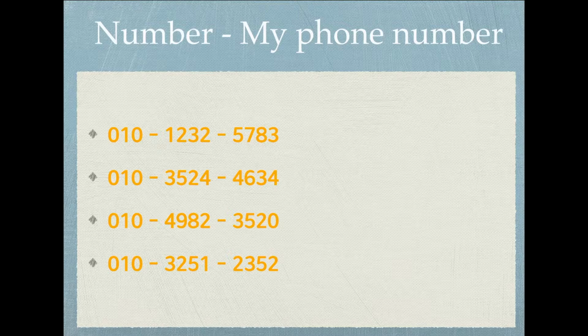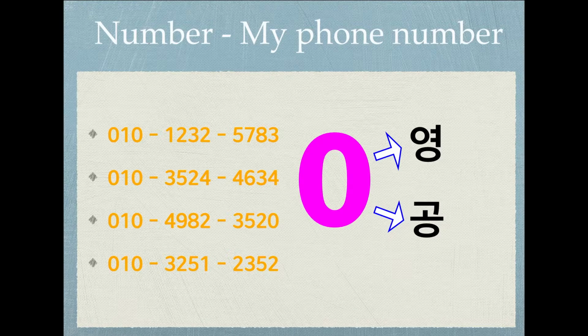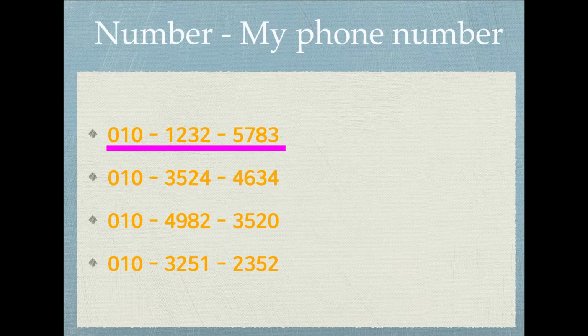First one, 010-1232-5783. This is your phone number. How can you tell? When we say phone number, actually we studied 0 has 2 different pronunciations, right? So the thing you have to know, for phone number, we use only one of them, okay? So the first one is 0, 1, 0, 1, 2, 3, 2, 5, 7, 8, 3.